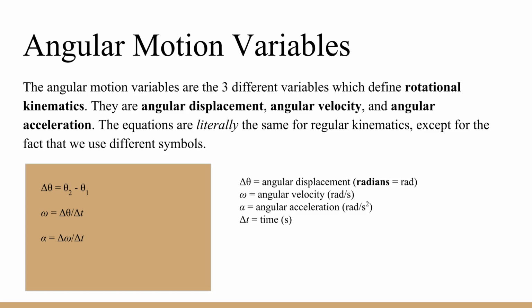These equations will be used a lot more in the next section, but it's good to get started with them. These are the angular rotational motion variables. These are three different variables which define rotational kinematics, the kinematics of rotation and circular motion. These are angular displacement, angular velocity, and angular acceleration. Luckily for us, the equations are exactly the same, just with different symbols.